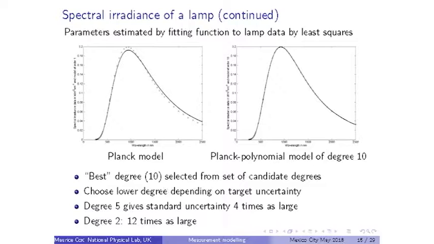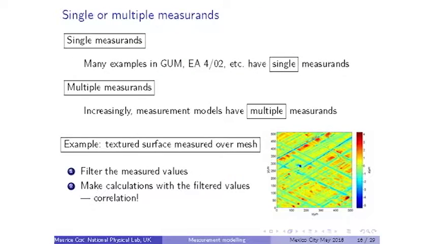We can choose a lower degree if we wish, but we won't have such a good approximation. For instance, degree 5 gives a standard uncertainty 4 times as large as that of degree 10. Degree 2 gives a standard uncertainty 12 times as large. So if we wish, we can match the degree to the target uncertainty, the need for certain precision in certain applications. Single or multiple measurands.